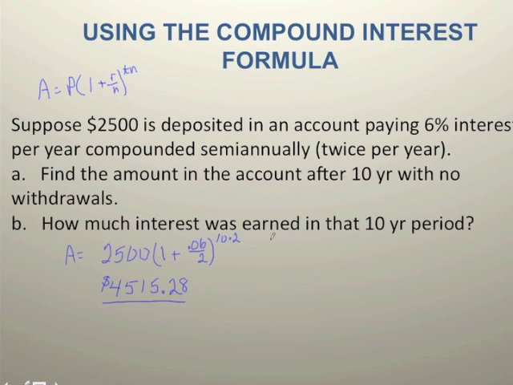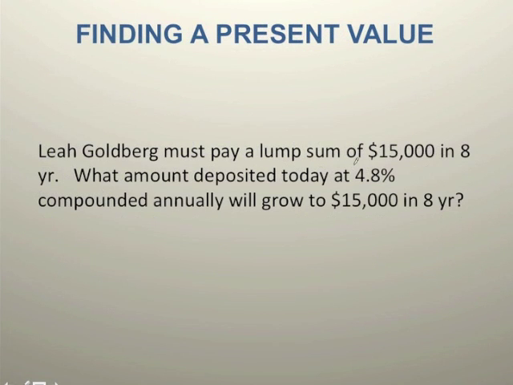Part B says how much interest was earned in that 10-year period. Well, for that answer we take the total amount in the account and subtract the $2,500 we started with, and we'll find that in those 10 years the account earned $2,015.28 in interest.